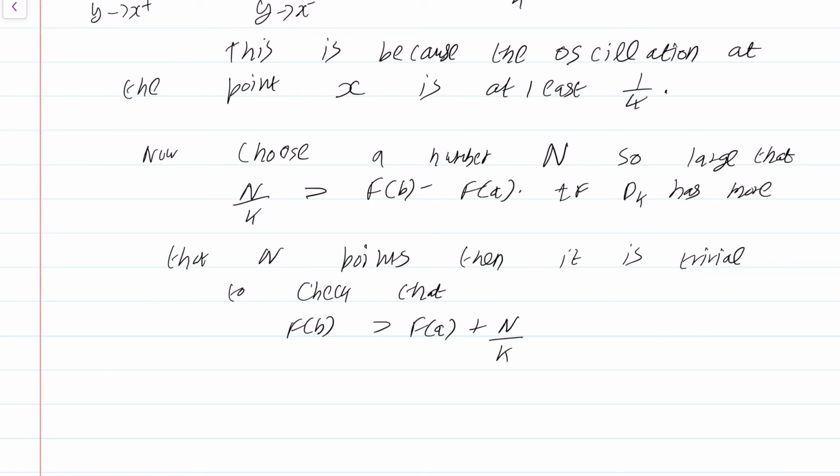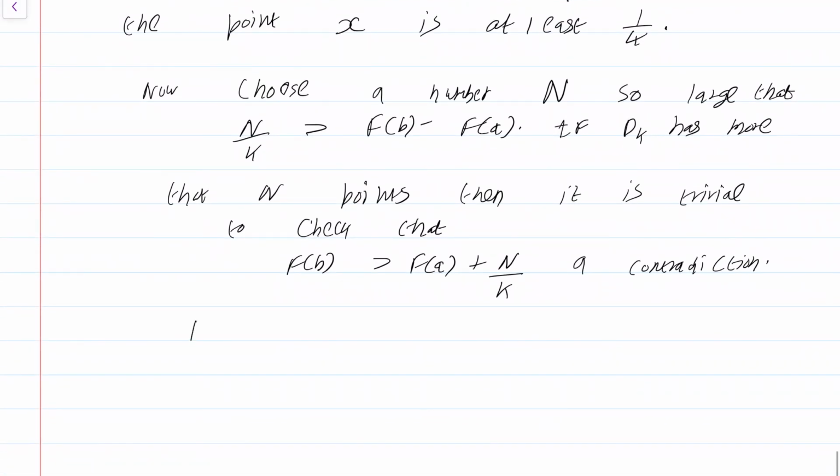N by k. So what is essentially happening is you start at f of a, each time you encounter a jump, you're going to increase the value by at least 1 by k, and since this is a monotone, increasing function, you're going to preserve at that level at least, and you're going to jump again by 1 by k when you encounter the next discontinuity, and this is going to happen at least N times. So f of b has to be greater than f of a plus N by k, a contradiction, right? Because at each jump there's a jump of 1 by k happening, there cannot be too many jumps. So D_k is a finite set.